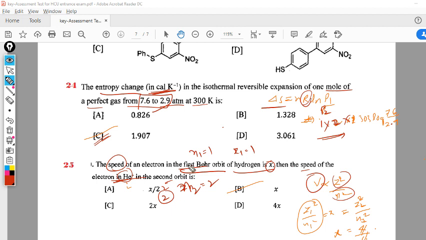So earlier x will be 1 by 1. Now x will be 2 by 2. So it will again be x. There is no change. So the correct answer will be B. So these are the questions.